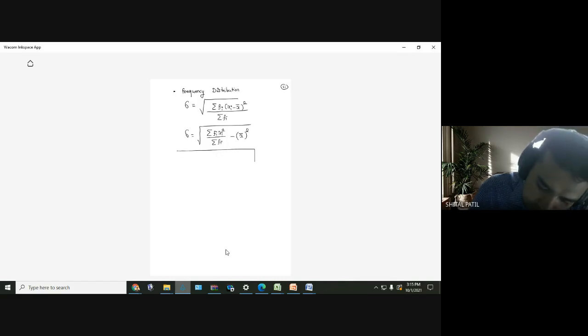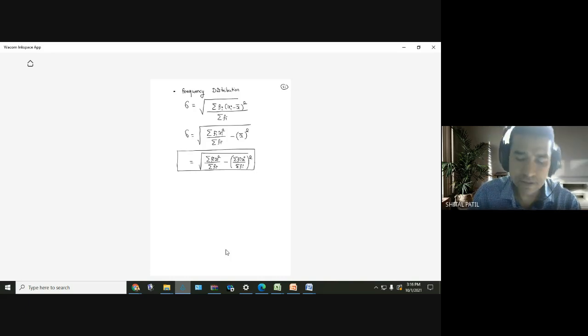This is what you have to remember. Summation of fi xi square divided by summation of fi minus, what is the formula of x bar? Summation of fi xi divided by summation of fi, whole square. Getting everyone? Right? These are the formulas to find the standard deviation.